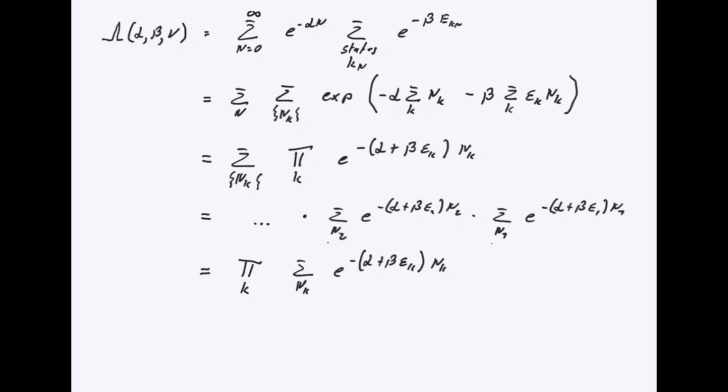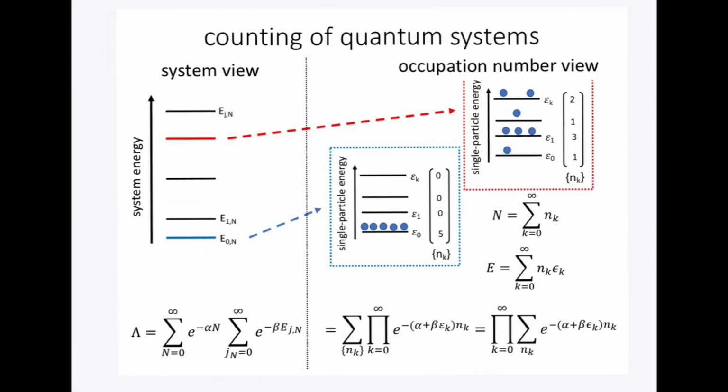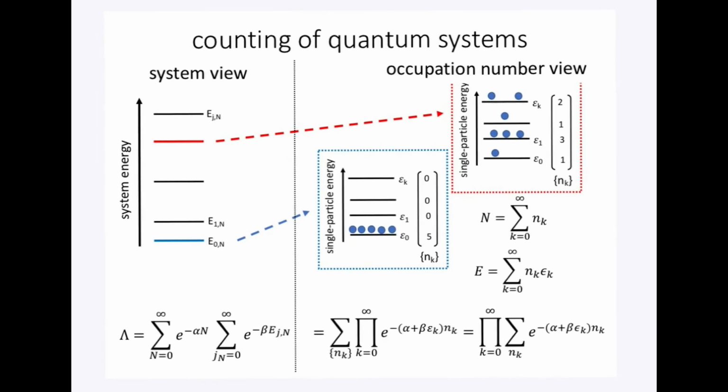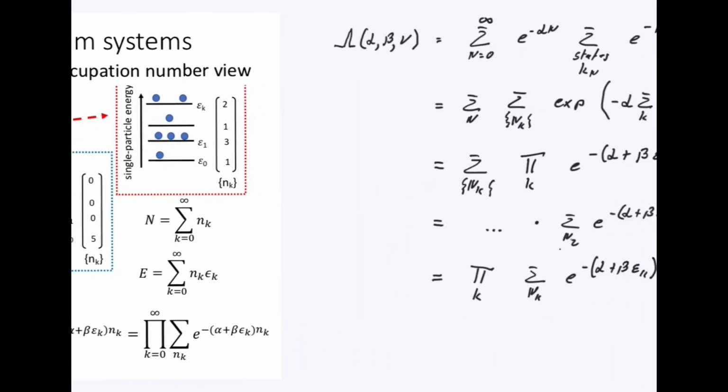So we went from the systems view, where the system is characterized by some energy which depends on the number of particles, into an occupation number view, where we looked into each of those states and asked which occupation number concerns that particular state, and then the sums on all those occupation numbers can be turned into a product of states of a sum of occupation numbers.